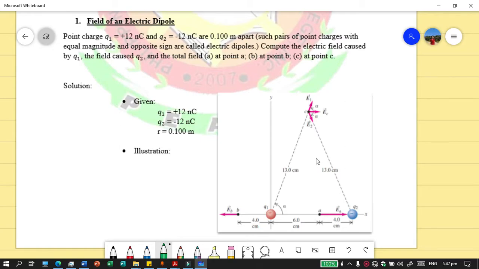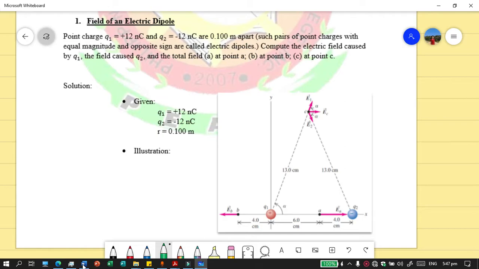Now, without any further ado, let's jump right into the problem. So point charge Q1 is equal to positive 12 nanocoulomb and Q sub 2 is equal to negative 12 nanocoulomb are 0.100 meters apart. So all we have to do here is we are going to compute the electric field caused by Q1, caused by Q2, and the total field at point A, at point B, and at point C.